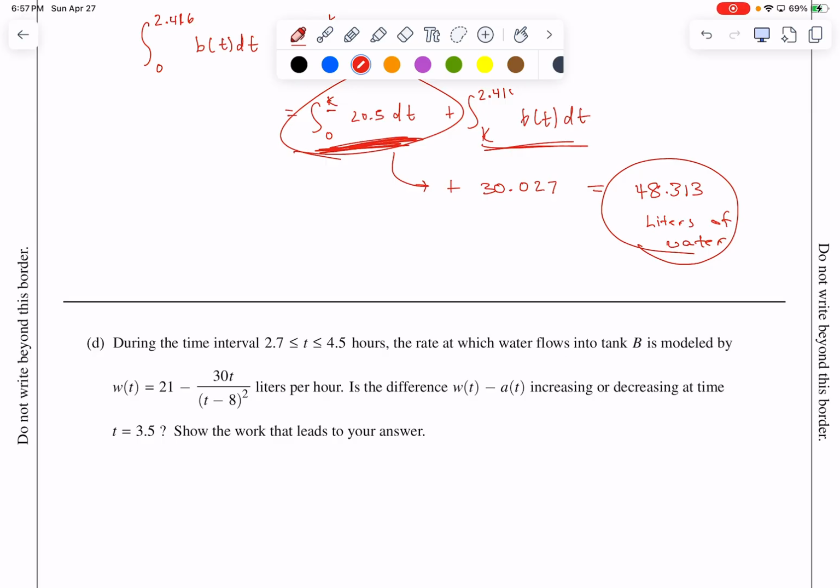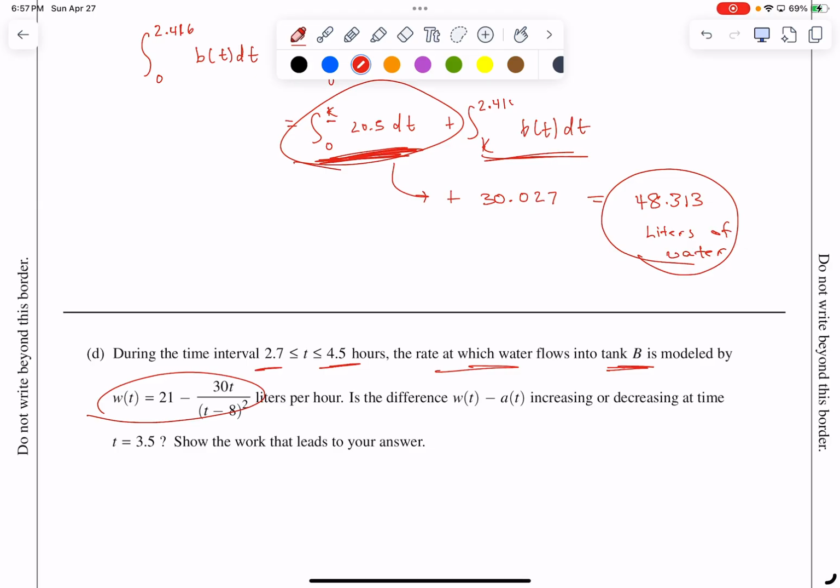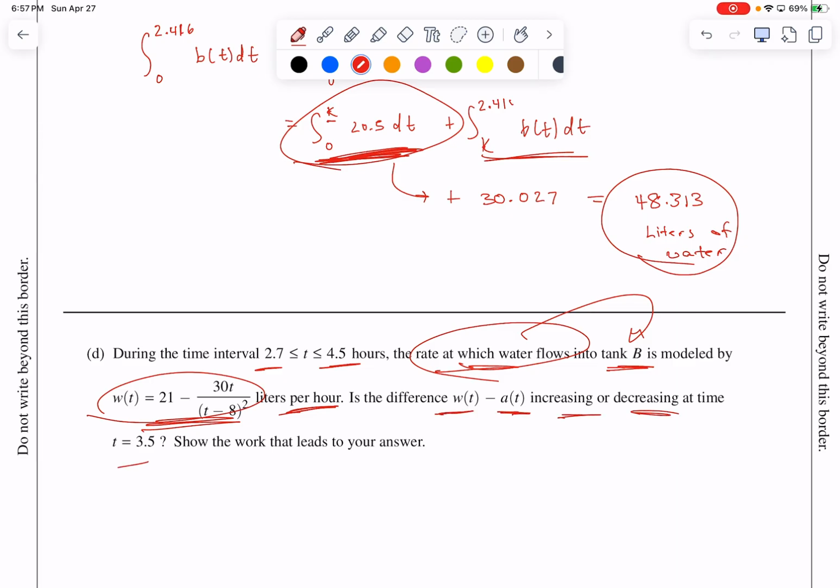It says during the time interval from 2.7 to 4.5 hours, the rate at which water flows into tank B. Now they actually give you an equation for W of T. Wonderful. Plug it into Y equals. Or put it into Y2 because we might still need that, and I'd hate for you to have to retype it. So put that into Y2. Okay, and this is liters per hour. So this is how much water is flowing into tank B now. Is the difference between W of T and A of T increasing or decreasing at time T equals 3.5?